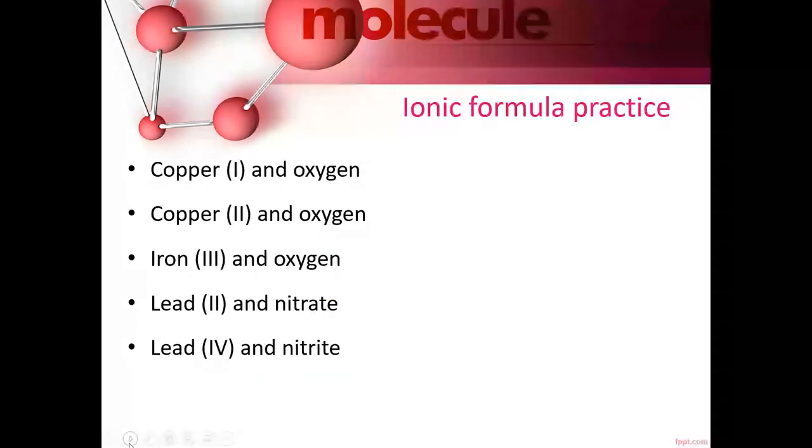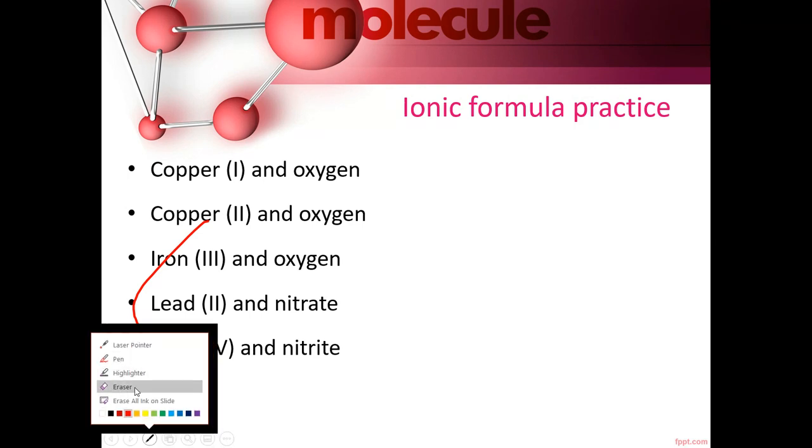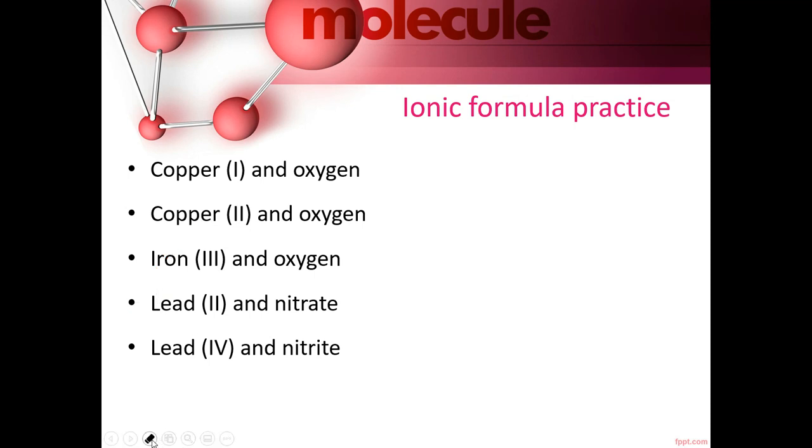Let's practice with some transition metals. Remember that our transition metals use Roman numerals to tell us the charges. This is a +1 on this copper. Oxygen still has a -2. Oxygen is not a transition metal, so it does not need a Roman numeral. +1 on the copper, -2 on the oxygen.